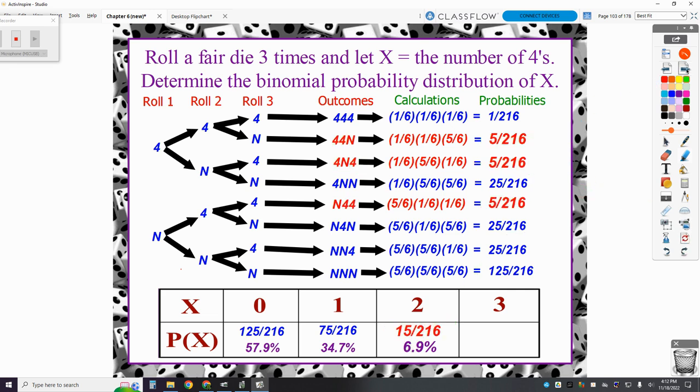And then last but not least, getting all 3 of my rolls to be 4s, that only happened one time in my tree diagram, and that probability was 1 in 216, which is approximately 0.4% of the time. That is not very likely.